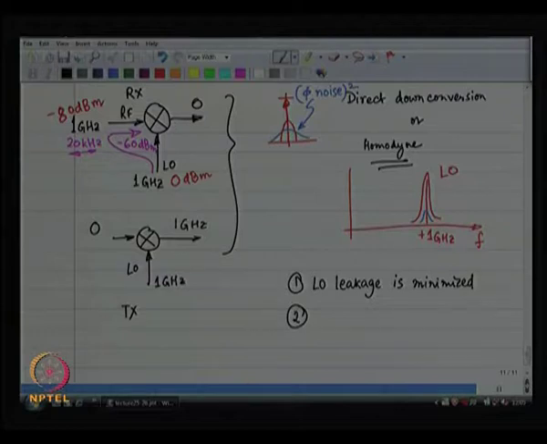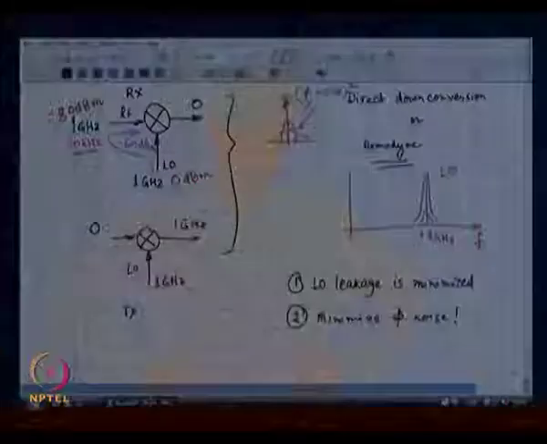You have to make sure that phase noise of your local oscillator is minimum. Right? That also has to be taken care of. You have to make sure that phase noise is absolutely clean. There is no phase noise. So, all of this will come from the specifications.